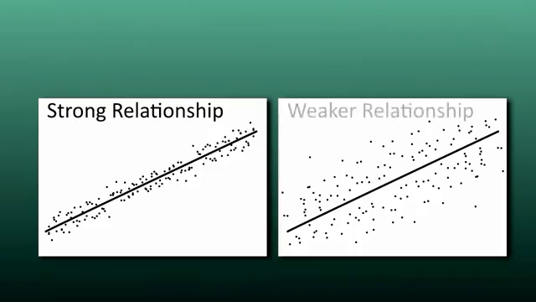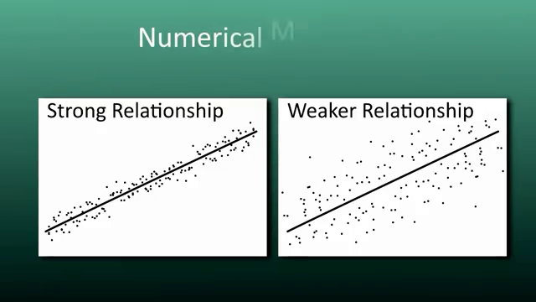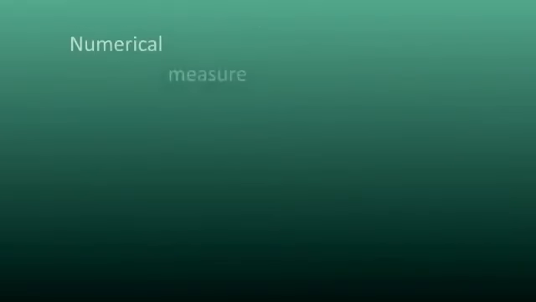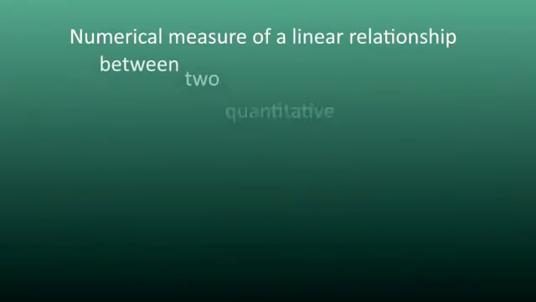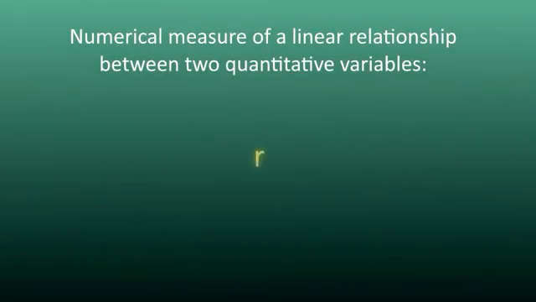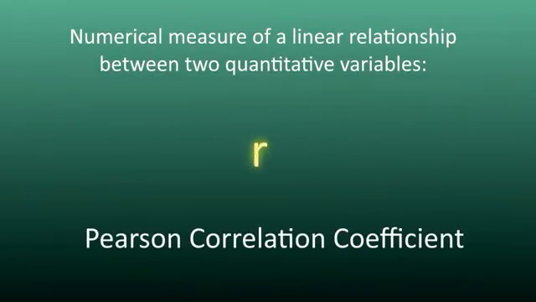Therefore, we can say that the relationship is weaker in general, though assessing the strength of a relationship just by looking at the scatterplot is quite problematic. We need a numerical measure to help us with that. The numerical measure that measures the strength of a linear relationship between two quantitative variables is called the correlation coefficient and is denoted by a lowercase r.